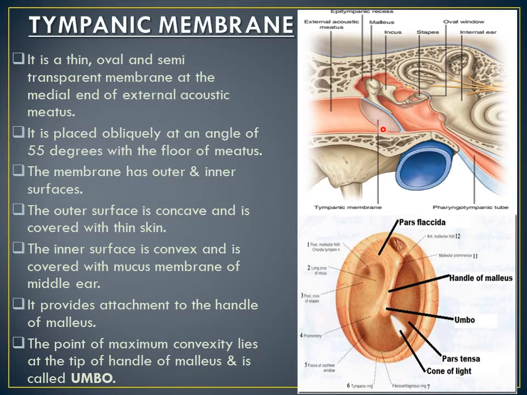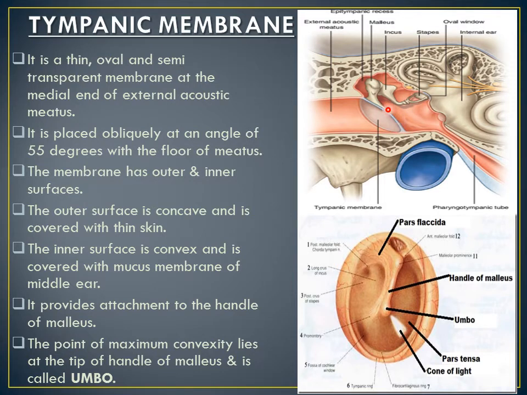Outer surface faces towards the external acoustic meatus. Here you can see this is the outer surface. It is concave and it faces towards the external acoustic meatus, and it is covered by the skin which is continuous with the external auditory meatus. While it has an inner surface which faces towards the middle ear cavity, it is convex and it is lined by the mucous membrane which is continuous with the mucosa of the middle ear cavity.